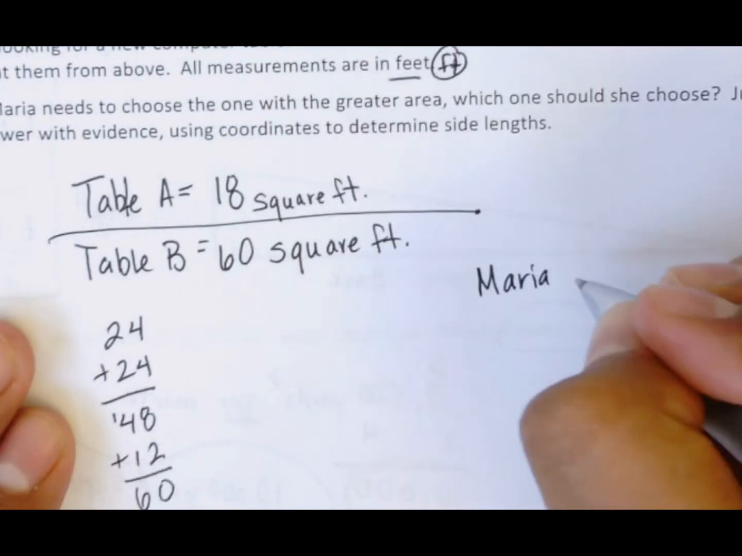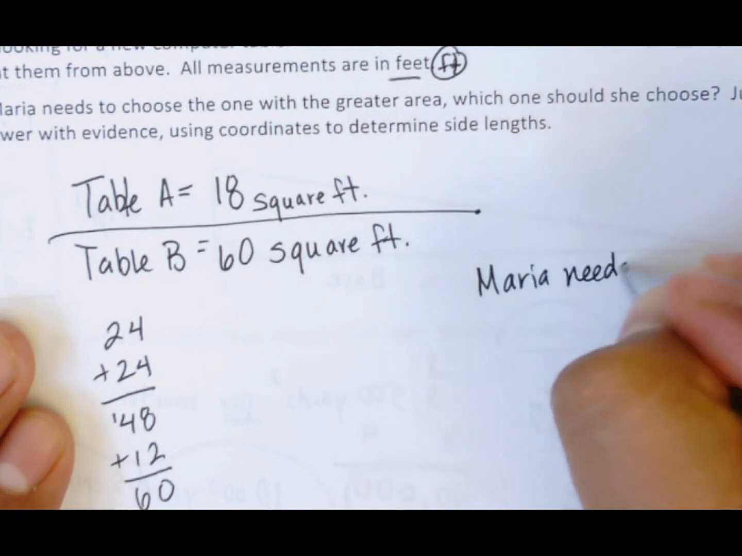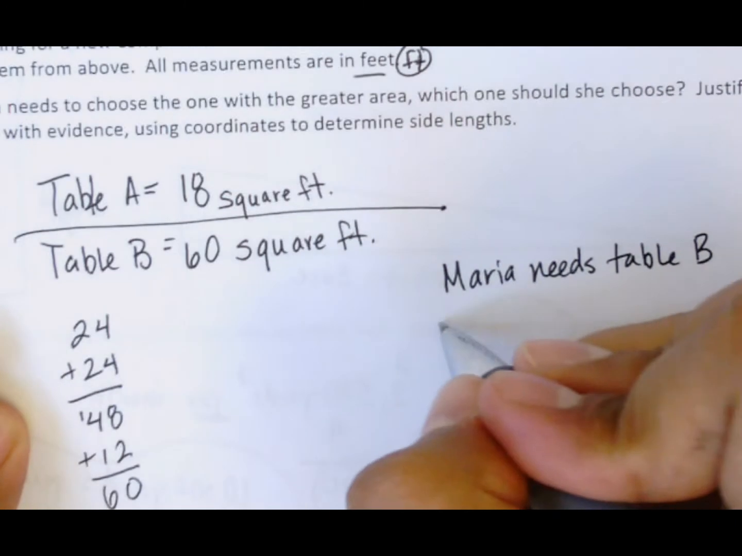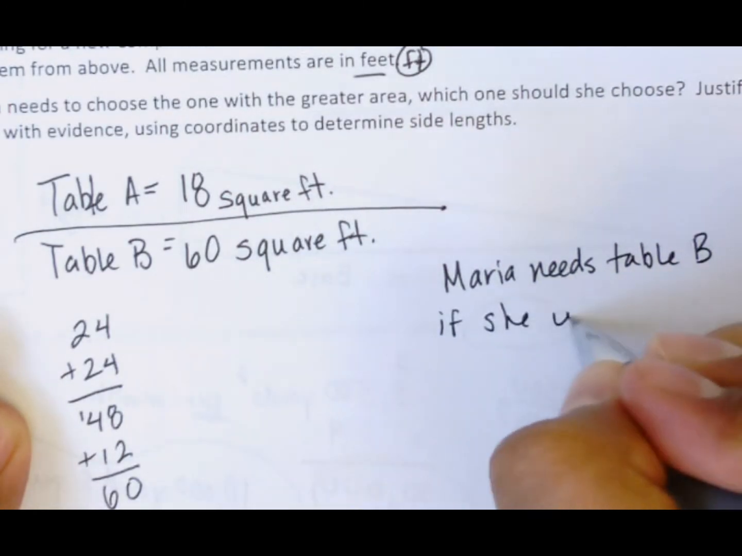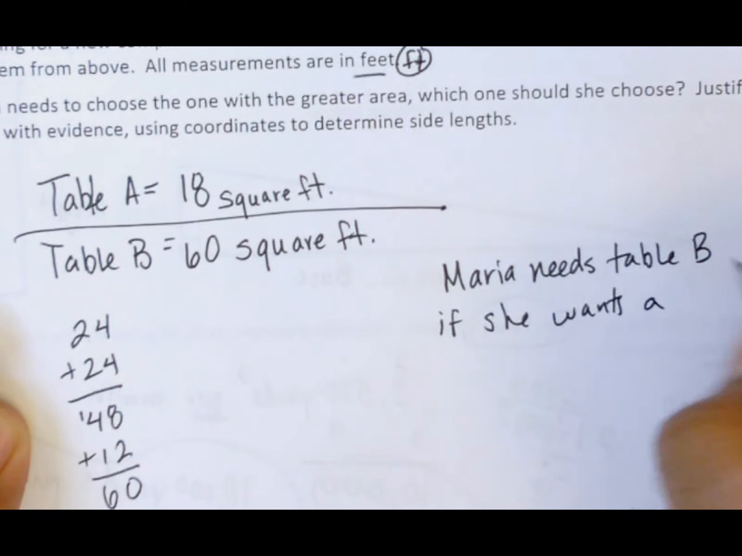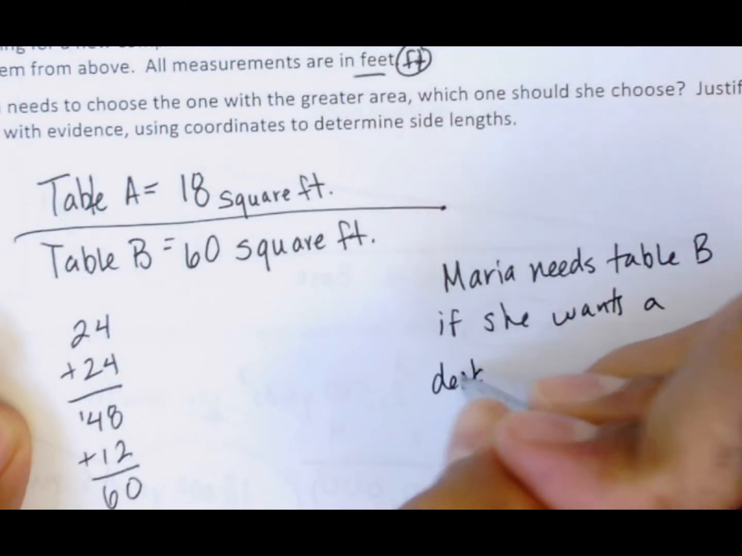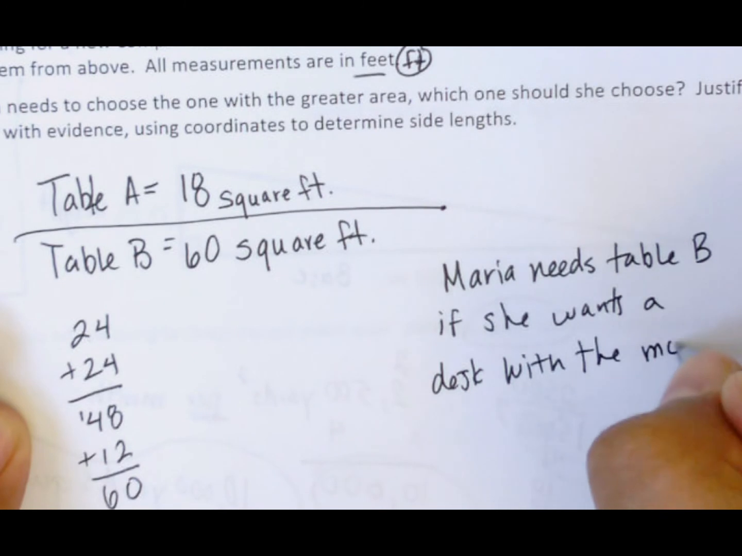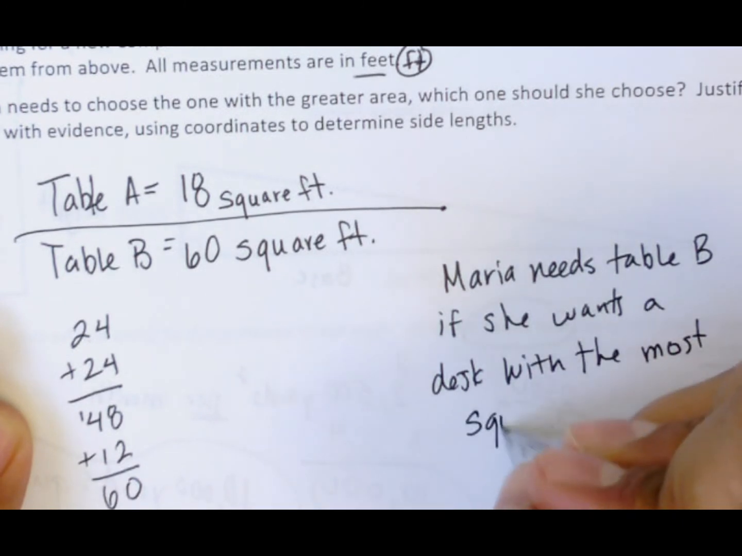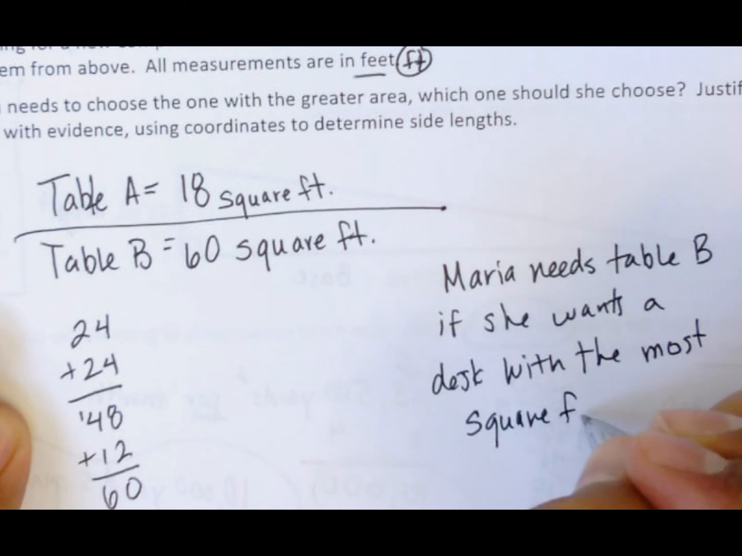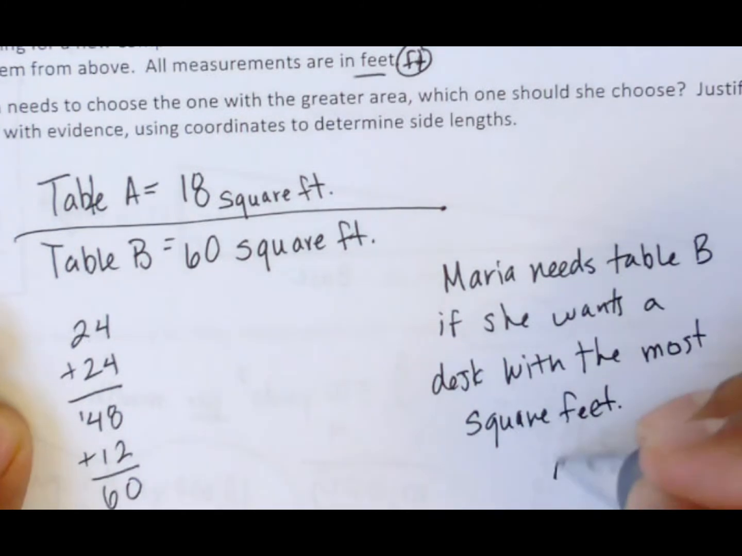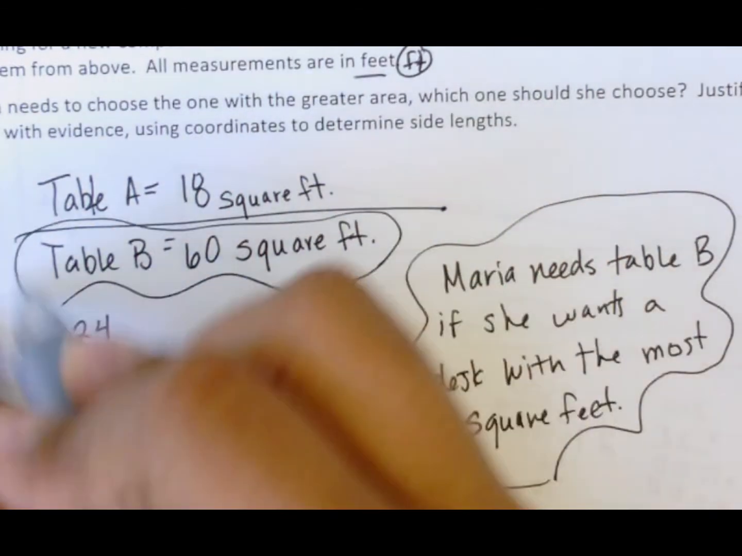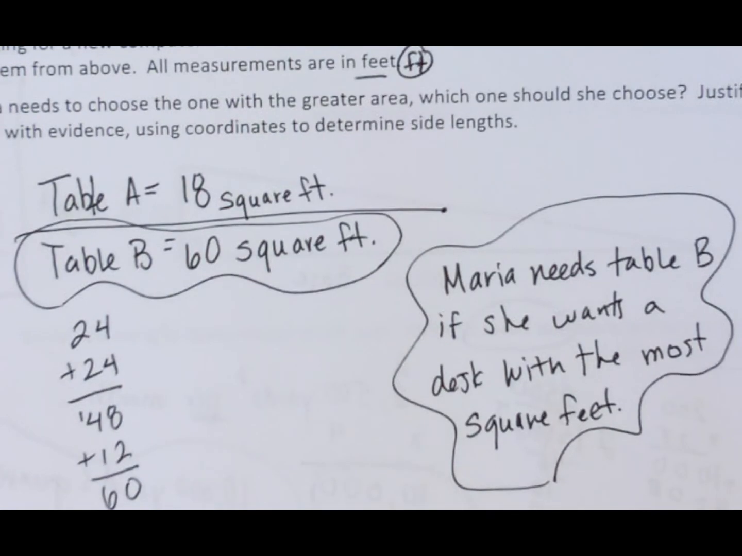Maria needs table B if she wants a desk with the most square feet. Does that answer the question? Did I show my work? Cool.